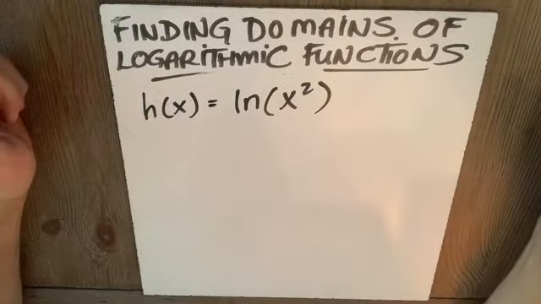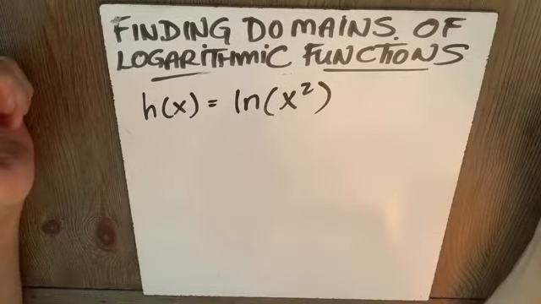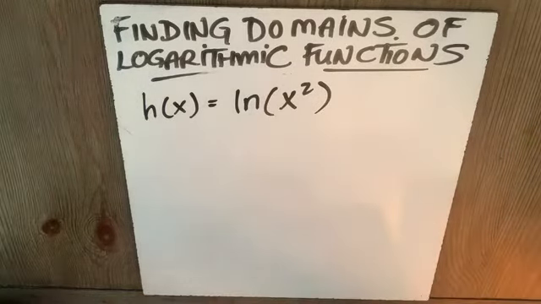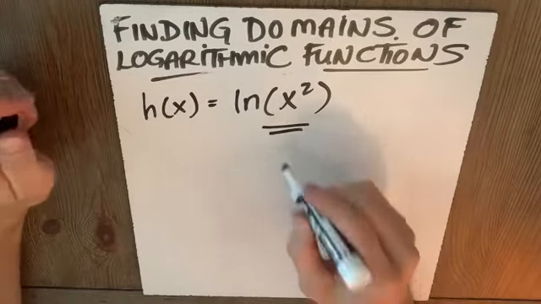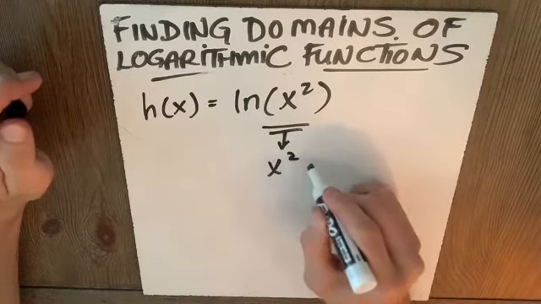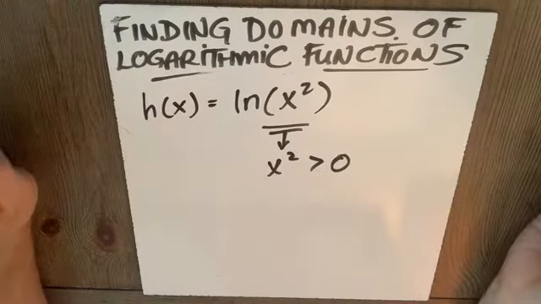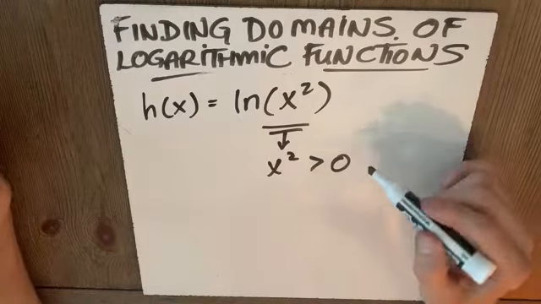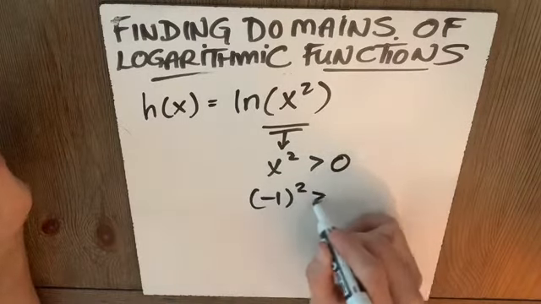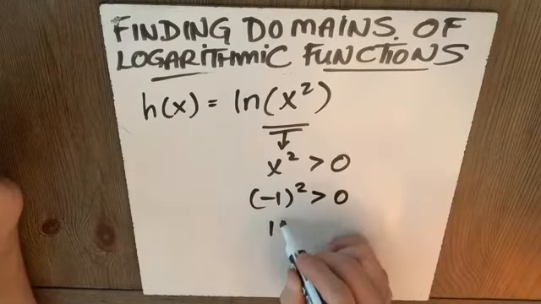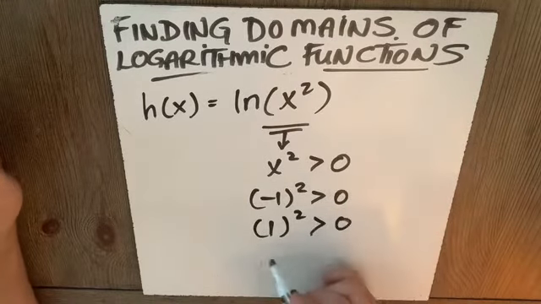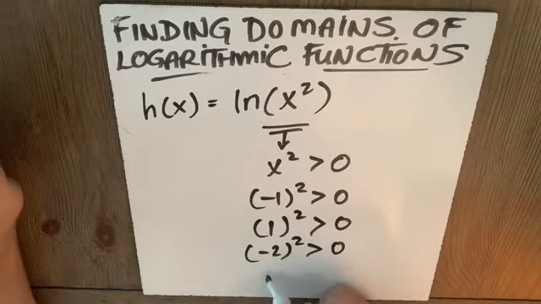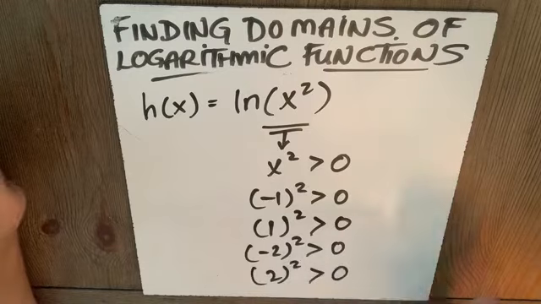Wow, here's when we really have to think. What is the domain of natural log of x squared? My argument is x squared. Mechanically, whatever I'm taking the log of must be greater than 0. So what values wouldn't give me a value greater than 0? If I put in negative 1 and square it, that's greater than 0. How about positive 1 squared? Greater than 0. How about negative 2 squared? Greater than 0. How about 2 squared? Of course, that's greater than 0.